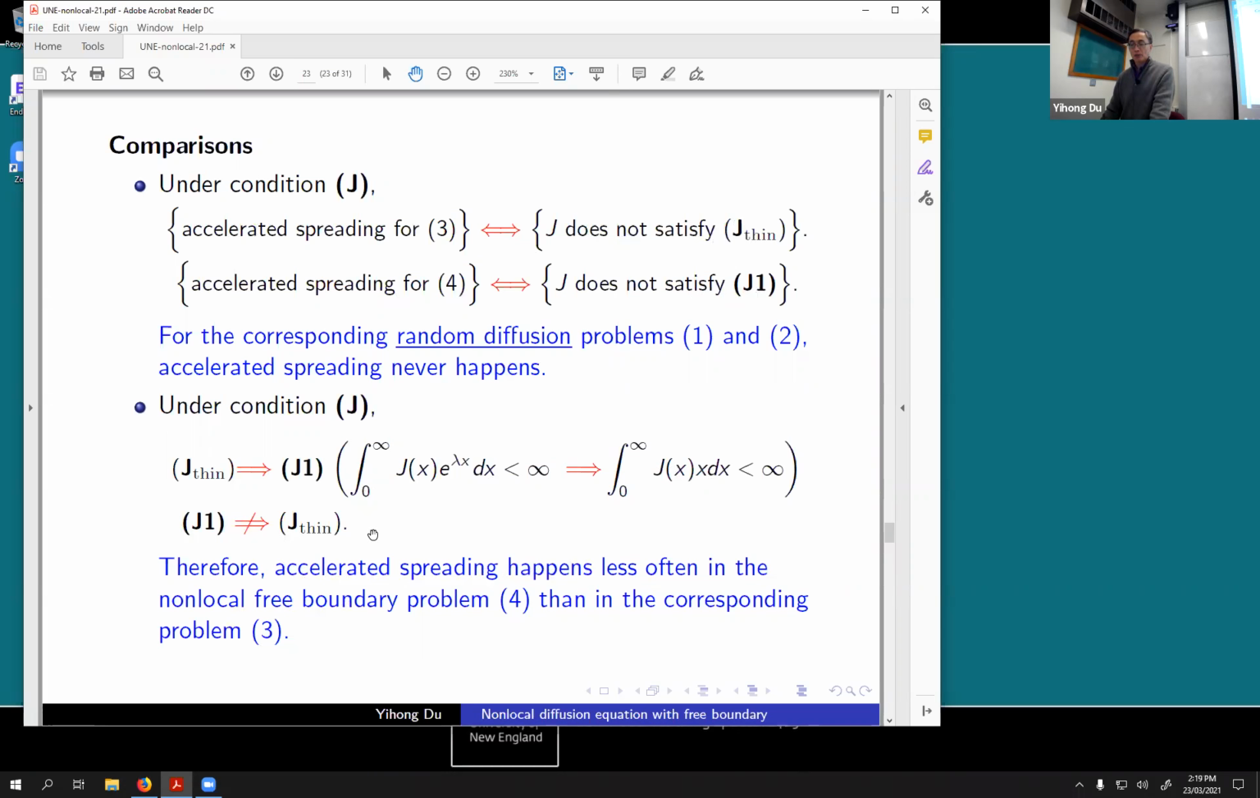But of course, we can also compare with the random diffusion model, either 1 without a free boundary or 2 with a free boundary. If you have a random diffusion, accelerated spreading never happens. So that's the big difference.